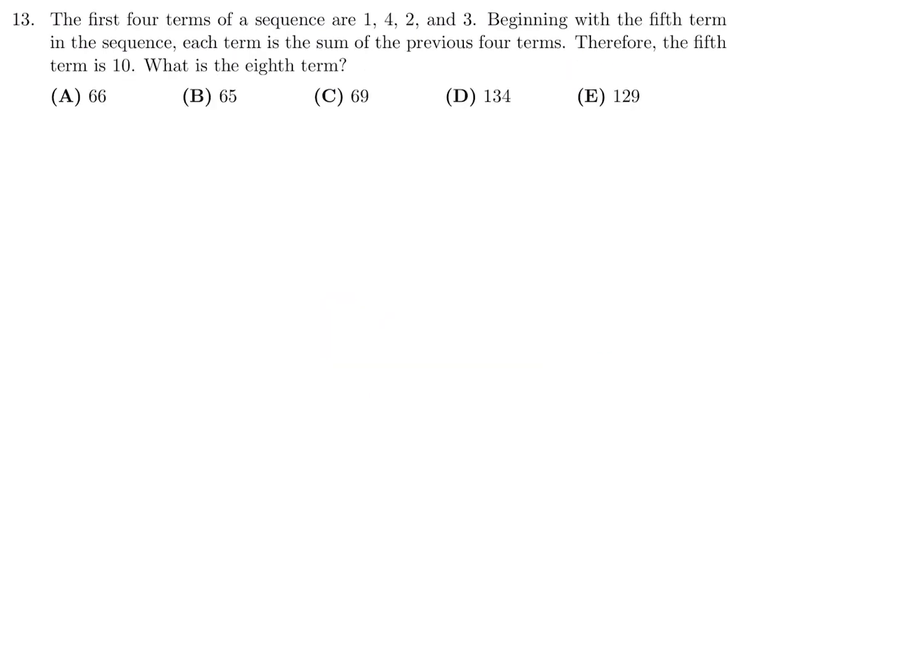The first 4 terms of a sequence are 1, 4, 2, and 3. Beginning with the 5th term in the sequence, each term is the sum of the previous 4 terms. Therefore, the 5th term is 10. What is the 8th term? First term is 1, second term is 4, then 2, and then 3.